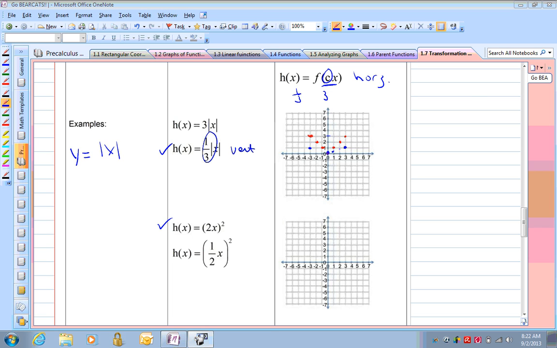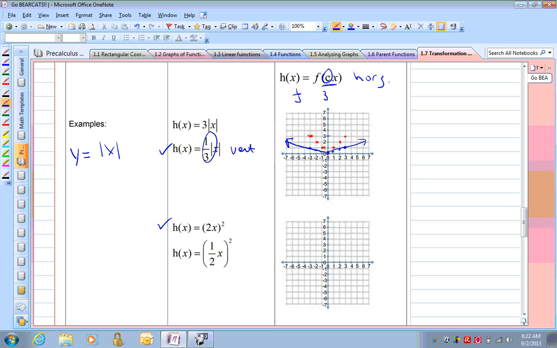2 would be 2/3. 2/3 would just be about right there. And we've got the same on this side symmetrically, and your graph would look like this. So it looks like it just squished the graph downward, which makes this graph wider. That's why it's non-rigid. It's not the exact form of the original graph.